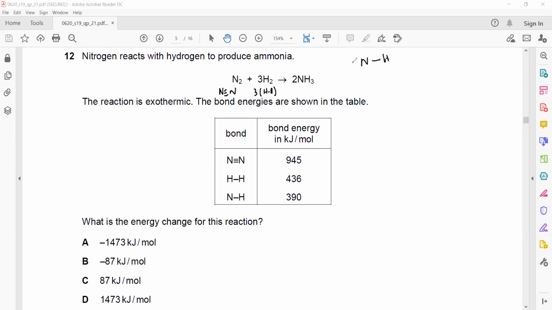NH3 means nitrogen and hydrogen bonds. There are 3 nitrogen-hydrogen bonds in one molecule, but we have 2 molecules of NH3. So how many bonds will be there? It will have 6 N-H bonds. So calculate bond breaking minus bond forming, and you will get the energy change. After calculation, what's the right answer for 12? You can take your time and calculate.